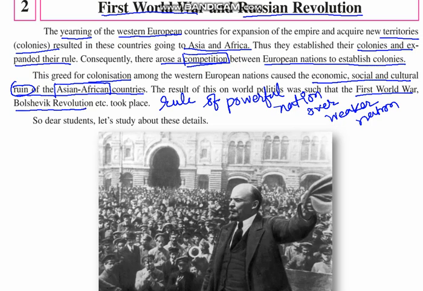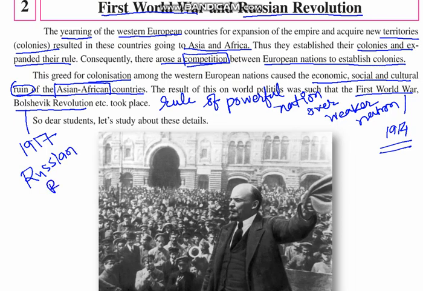Events like the First World War took place in 1914, we are going to see later about it. And the Bolshevik Revolution took place in the year 1917. Now the Bolshevik Revolution is also known as the Russian Revolution.